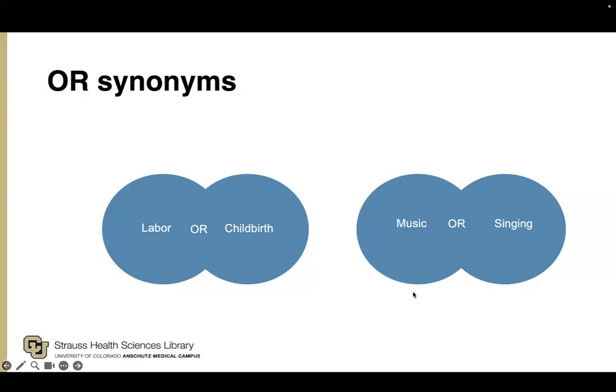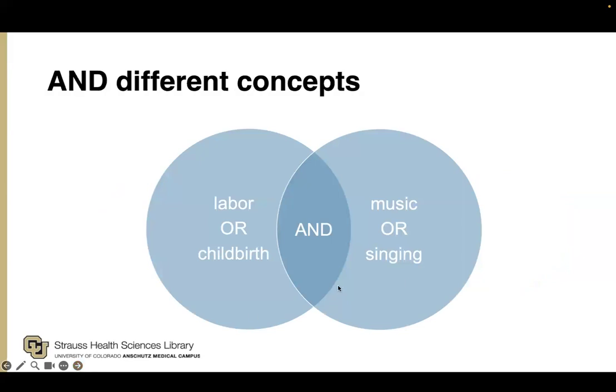If we wanted to say people listening to music or people listening to singing, you could list those. They're kind of the same idea, and it casts a wider net. Once you have those two big circles, then you can combine them together with the Boolean operator and we'll be left with just what's in the middle. It kind of makes a Venn diagram for us. So we'll find articles that mention either labor or childbirth and either music or singing. So that helps us to find things that are actually on our topic.